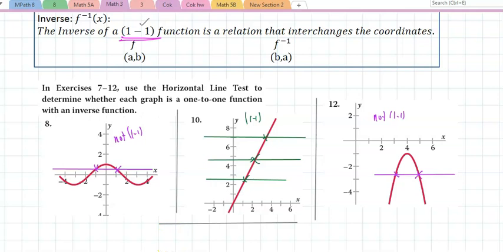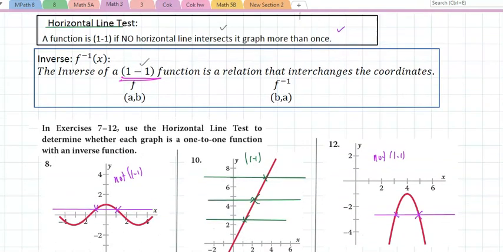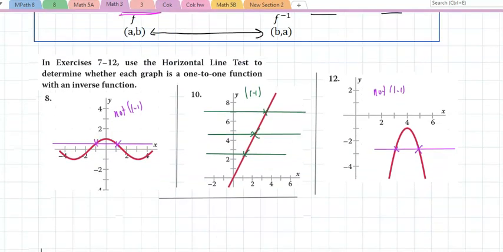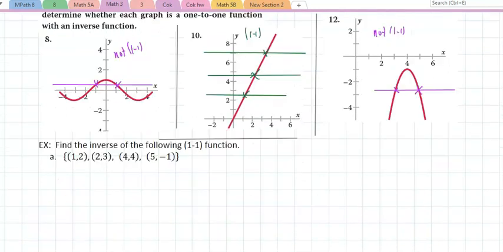Now let's talk about an inverse and break that down. An inverse is a relation that interchanges the coordinates. It really swaps x and y to y and x. And let me do some examples really quick. And here's our first example. Find the inverse of the following one-to-one function.